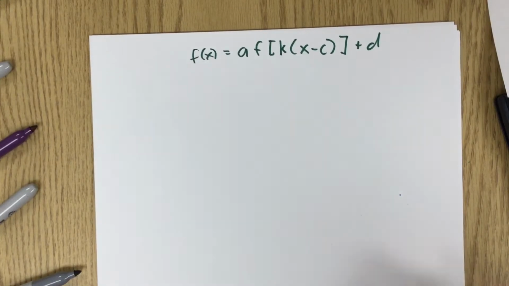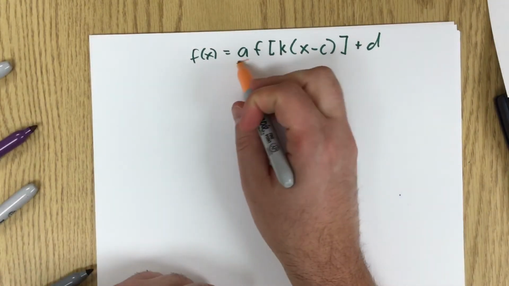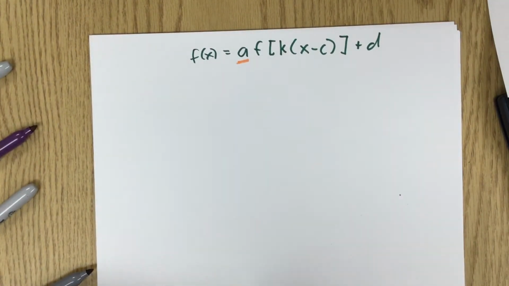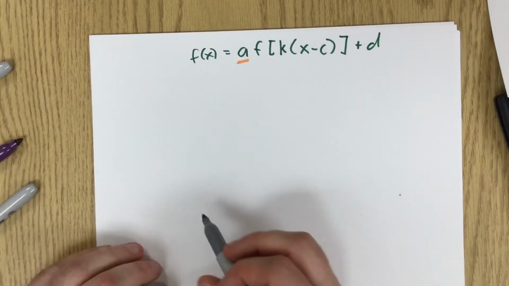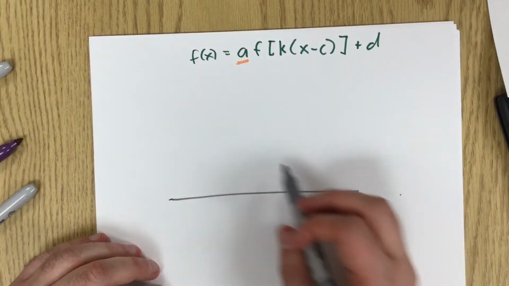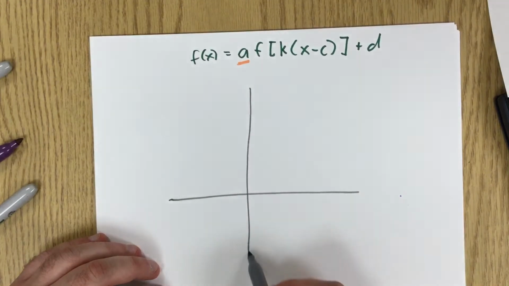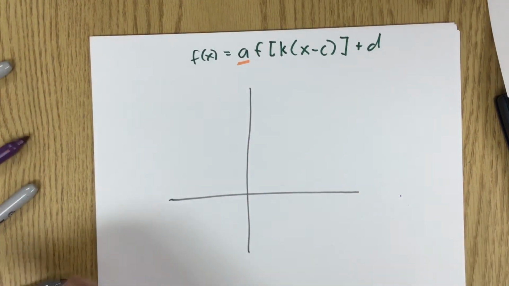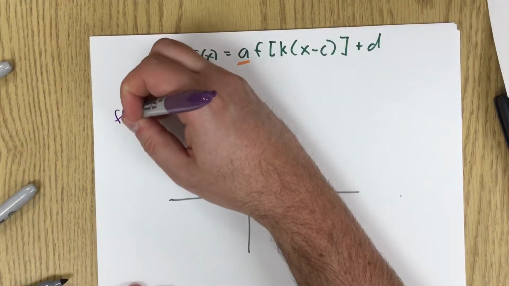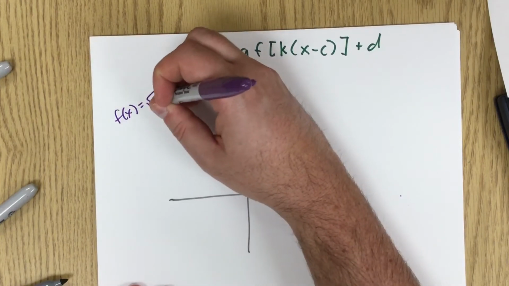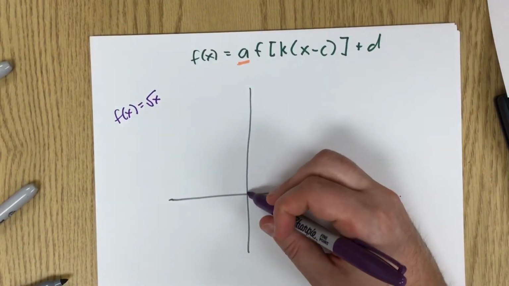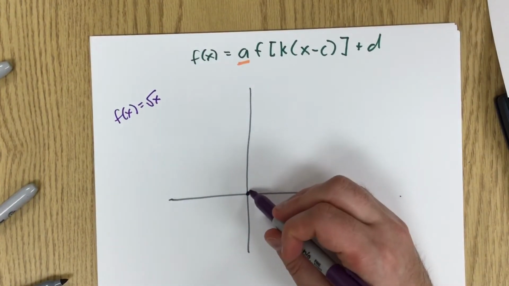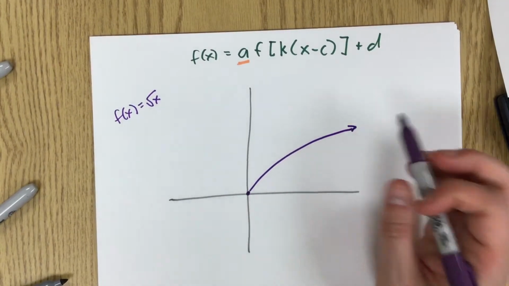So this is what we're going to do in a slightly different way. Now we're going to be talking about the A. We're going to actually put them both on the same graph this time. So we know that f of x equals root x, and that's going to be something like this over there.